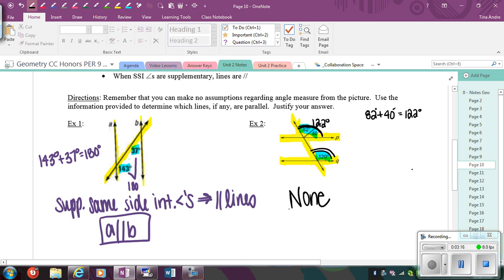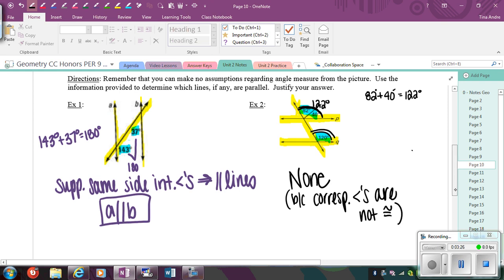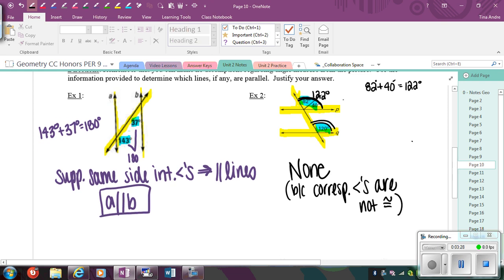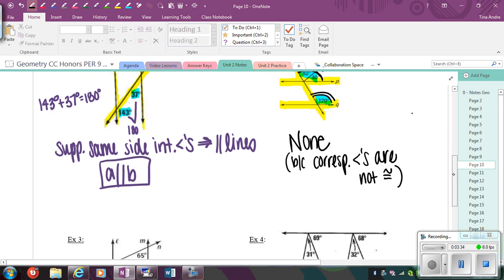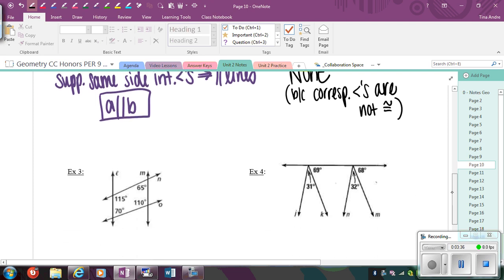And I'm going to just say because corresponding angles are not congruent. So the lines can only be parallel if the corresponding angles were congruent. And when you look at the picture, they look parallel to each other, but because those corresponding angles aren't congruent, no parallel lines. Let's try the next two here.